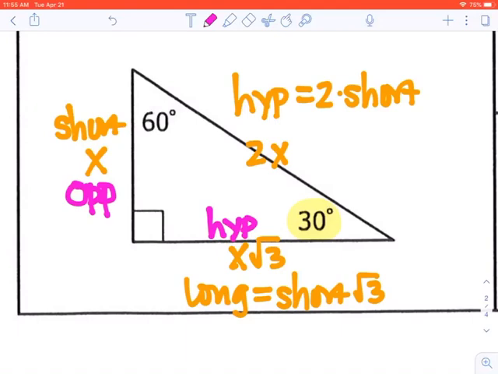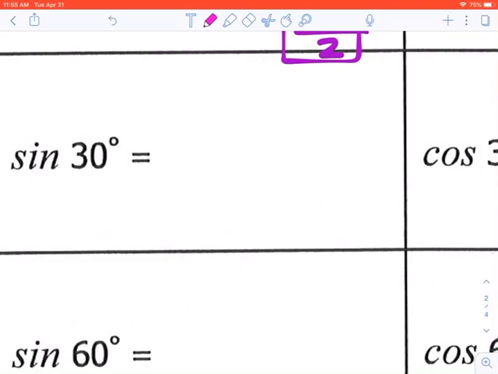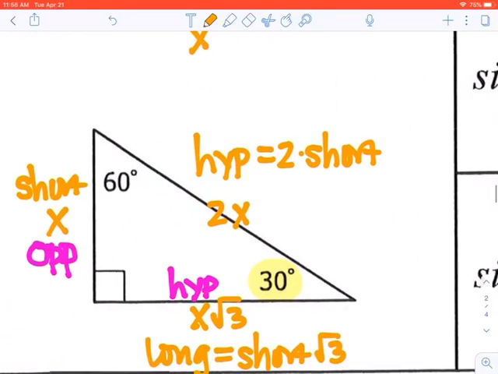So the sine of 30 degrees is going to be the opposite over the hypotenuse, that's x over 2x. Okay, always reduce. I can reduce x into 2x. That's going to be 1, and we get 1/2. The sine of 30 degrees, no matter what size that triangle is. It could have lengths of like 10 and 20 and whatever, but the sine of 30 degrees will always be 1/2.